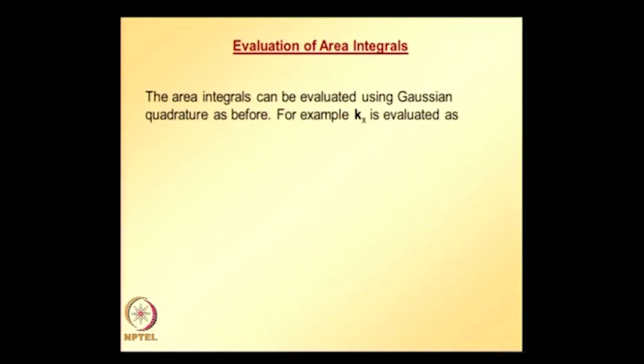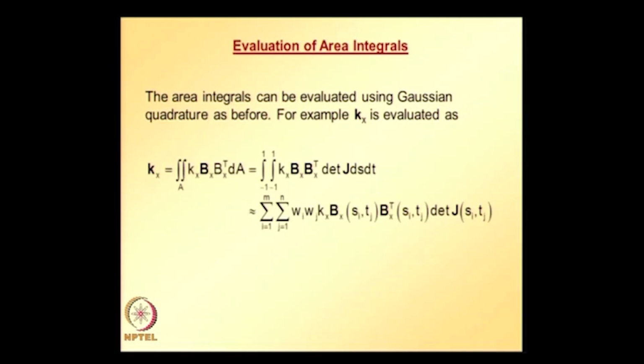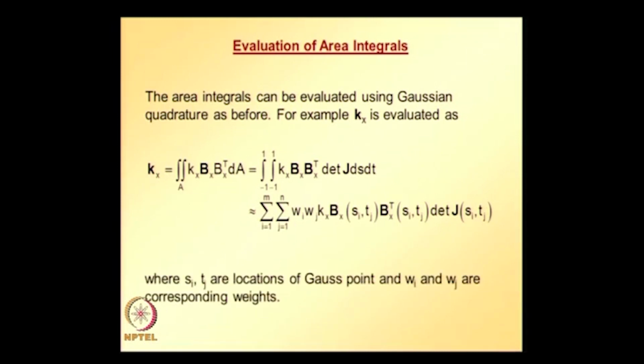So, the area integrals, evaluation of area integrals. The area integrals can be evaluated using Gaussian quadrature, as we did for the 4 node quadrilateral element, and so the Kx matrix can be evaluated using this. This is exactly the same as what we did for the 4 node quadrilateral element, and si, tj are the locations, wi, wj are the corresponding weights, and the rest of the details are similar to that of the 4 node quadrilateral element.